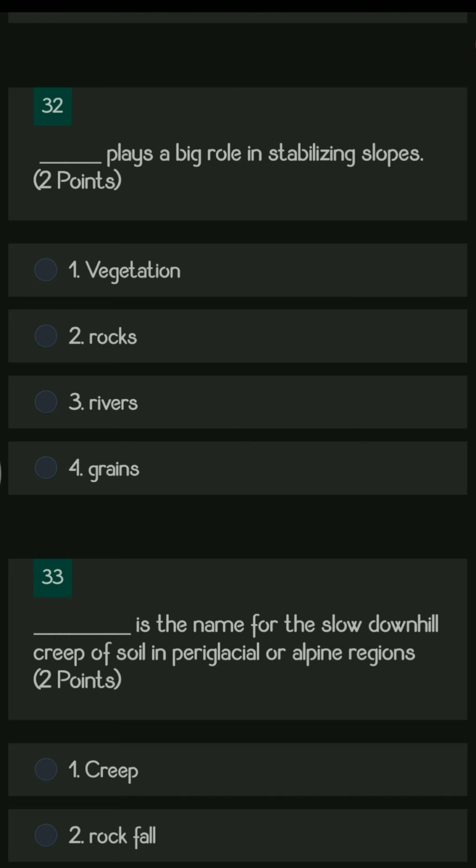Next question. Dash plays a big role in stabilizing the slopes, vegetation, rocks, rivers and grains. So if you want to stabilize the slope, if you want to reduce the erosion on the slope, then the only thing that can help out is vegetation. If you plant more trees, then definitely you can stabilize the slope.